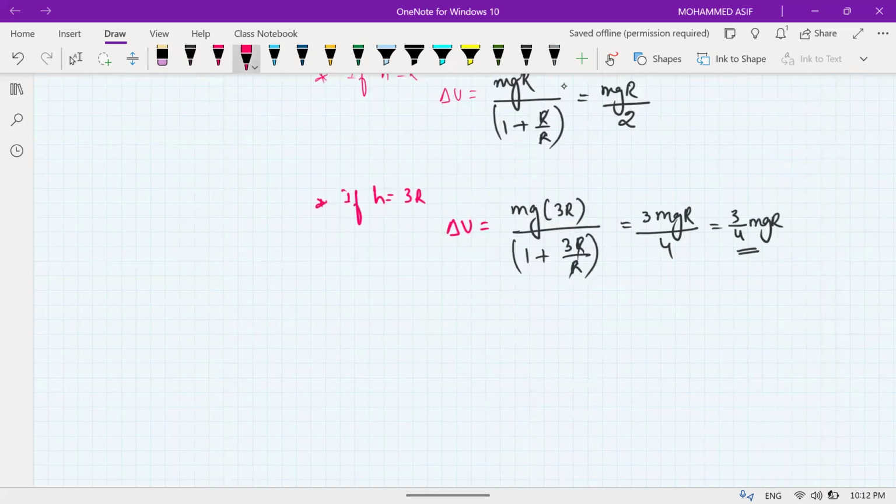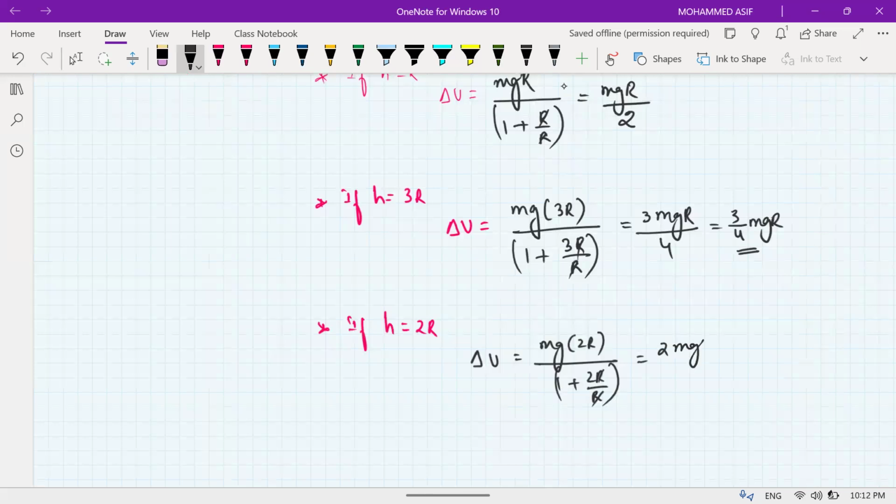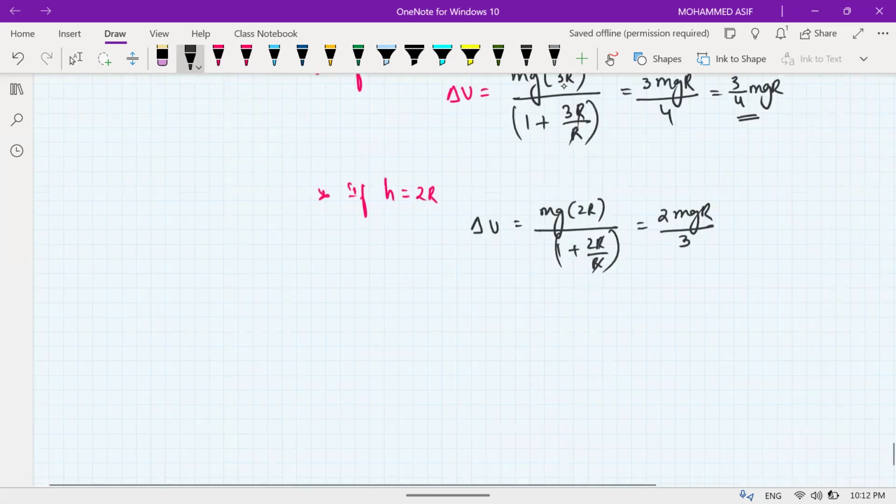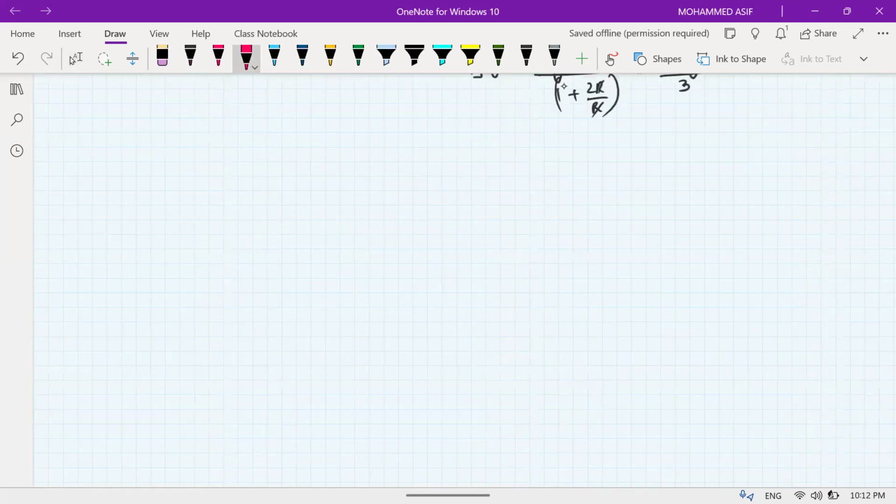Then अगर 2 times होता तो बेटा, h is equal to 2 times the radius of earth, potential energy कितना होता? mg into 2R divided by 1 plus 2R divided by R. R gets cancelled, so it is 2mgR divided by 3. Done? Yes. Sure. The next one.